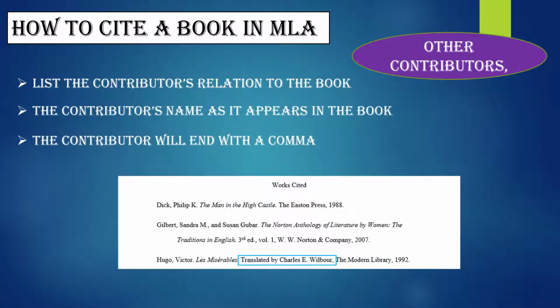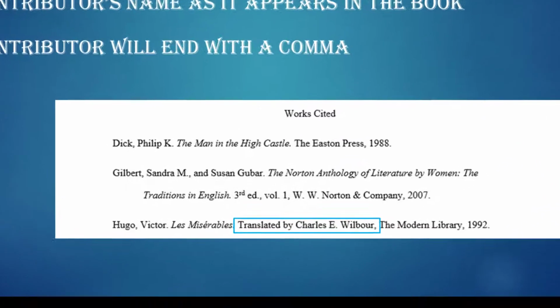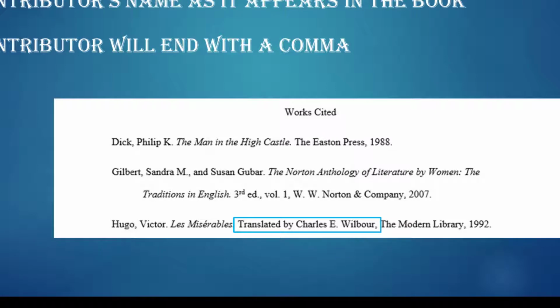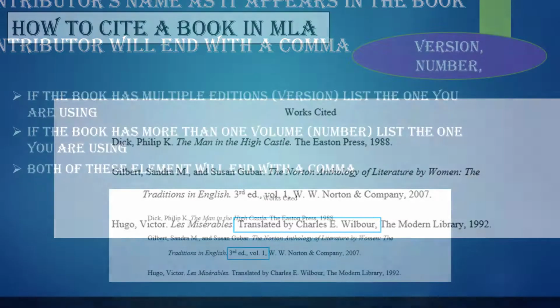Now the next element is used in special cases where you have another person that contributes in a significant way to the book. This can be an illustrator, a narrator for an audiobook, or in the example here, a translator. List the person's relation to the book, translated by, narrated by, etc., and then their name as it appears in the book. This element will end with a comma.